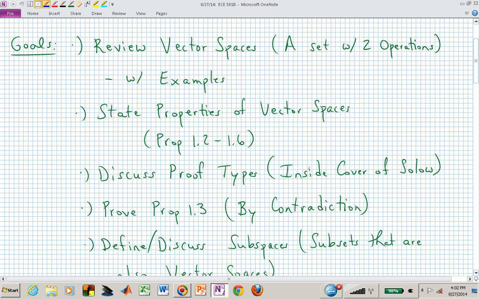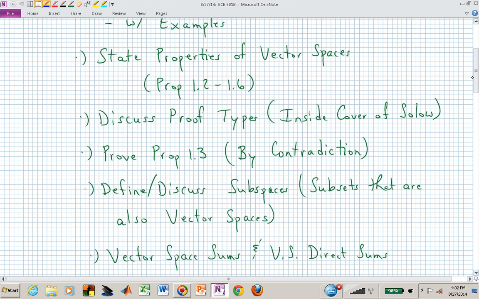Then we will talk about the different proof techniques that you could use if you start proving things in this class, and that is summarized in the inside cover of Solo, that other book that was an optional textbook for this class. Then we will go ahead and prove one of those propositions, in particular proposition 1.3, and we'll use the proof technique of proof by contradiction to do that proof.